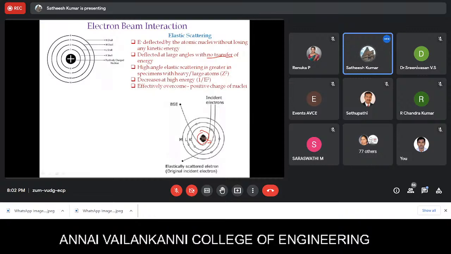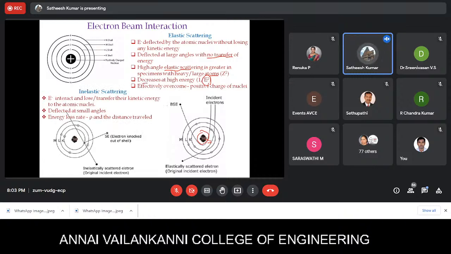elastically scattered electron. This elastic scattering will be higher when we have an atom with higher atomic number. That means heavier atoms will have a higher angle when compared to lower atomic number atoms. And if you have a higher energy, then it will overcome the positive charge of the nucleus, and the angle is going to decrease in the case of elastic scattering.